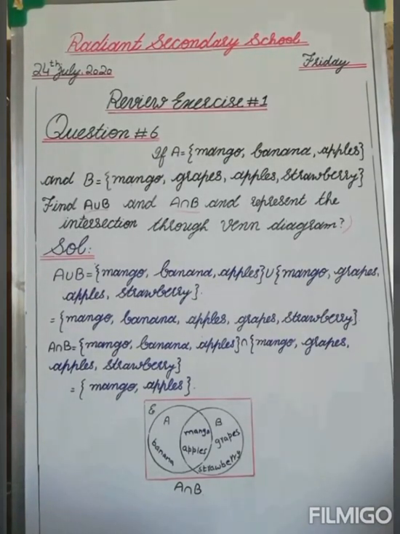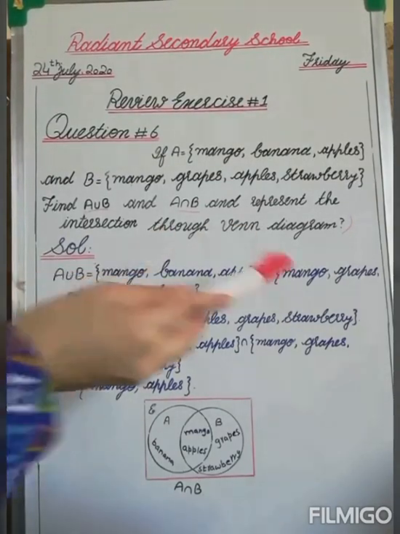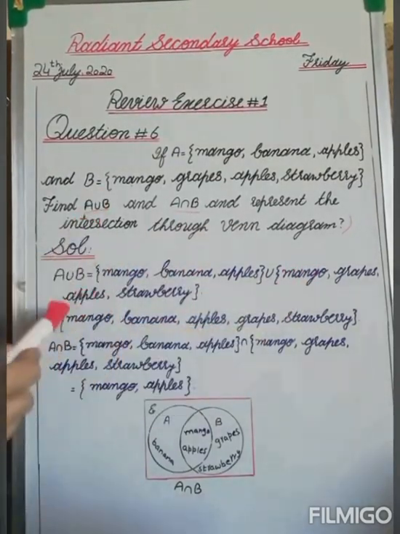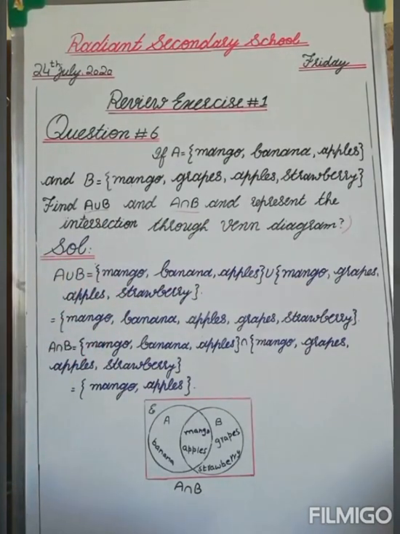Union means, as you have learned in the previous exercise, that all elements of sets A and B are combined together in a new set without repeating any common elements. You can see mango is present in both sets, but you will write it just one time because you have learned a set is a collection of well-defined and distinct objects. Distinct means the same element should not appear more than once. That's why you will write a common element just one time.